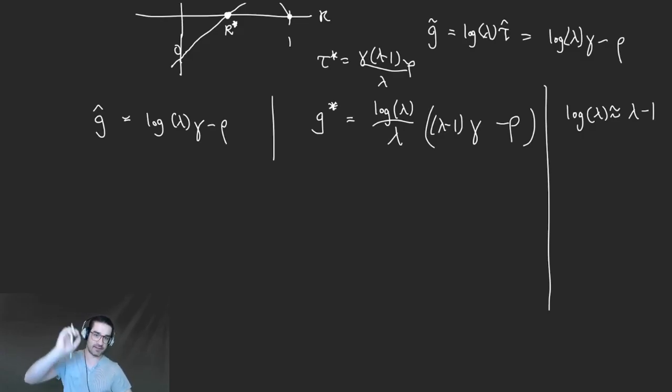But then there's this factor on the front. For small lambda, that factor on the front will look like lambda minus one over lambda, which is actually the profit level, incidentally. It'll be approximately one. Sorry, no, that'll be approximately zero for small lambda.